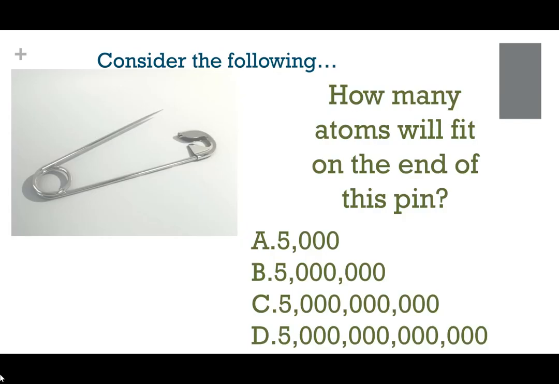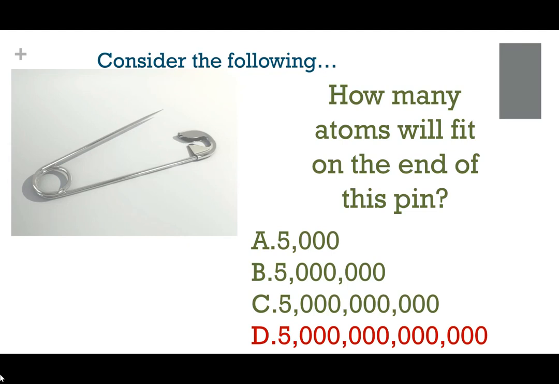So in chemistry, we use counting numbers as well. So let's say this safety pin was made of pure aluminum. How many aluminum atoms would fit on the very tip of this pin? Not a trick question. The answer is D. So a lot of atoms would fit on the very tip of that pin. And that's just the tip of the pin. Imagine all the atoms inside the whole thing.